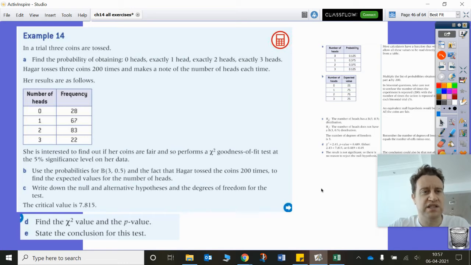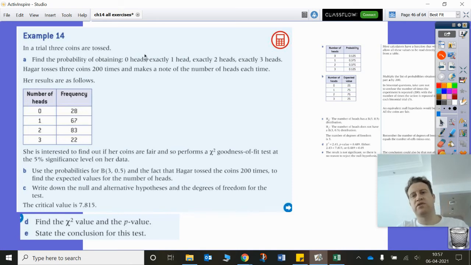Okay, find the probability of obtaining 0 heads, exactly 1 head, exactly 2 heads, and exactly 3 heads. And so they're saying in a trial. So in an experiment, there will be many trials. In fact, the experiment is for this trial to happen 200 times. So Hagar tosses 3 coins 200 times and makes a note of the number of heads each time. Her results are as follows. So here are the results.